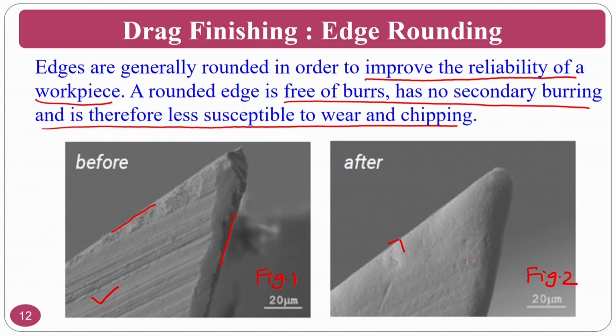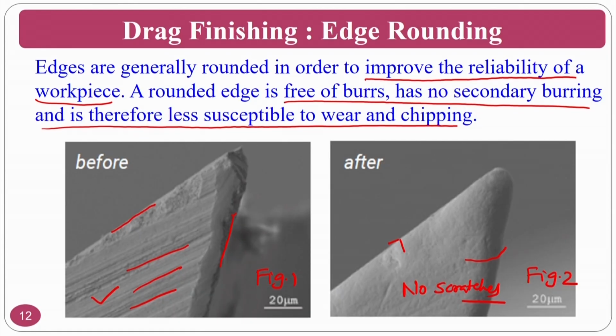At the same time, you have removed all the scratches which were on the surface. Scratches were there before, and now no scratches are there. So, that is a beauty. People sometimes also call this edge radiusing.